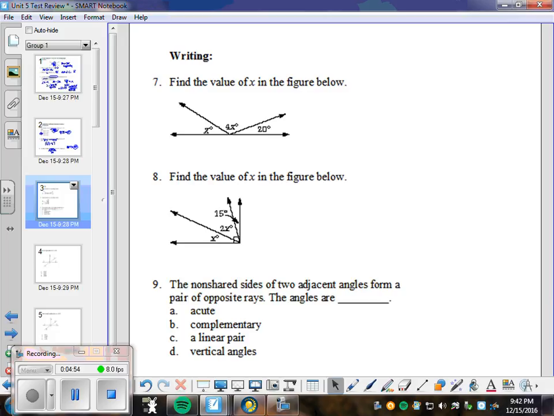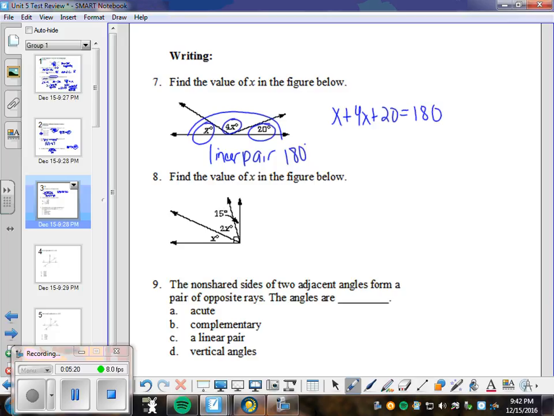All right, number 7, find the value of X in the figure below. We have X, 4X, and 20. They all make a linear pair. Well, more than a pair, but all of them make one line. So all of those together would add up to 180. So x plus 4x plus 20 equals 180. X and 4x is 5x. Subtract 20 from both sides. 5x equals 160.